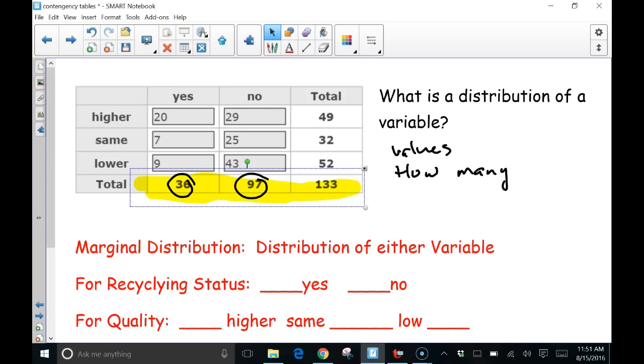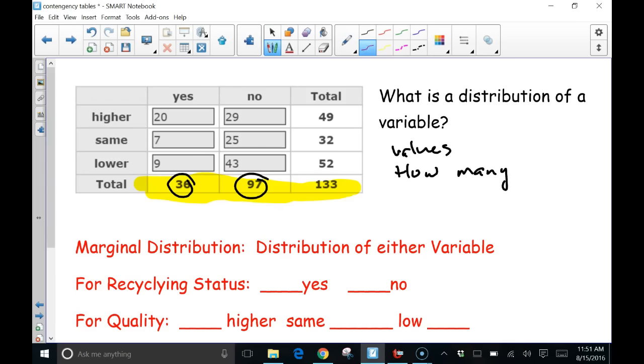Now, for recycling status then, I could say, if I'd like, there are 36 yeses and 97 nos. This isn't as meaningful as having them in percents. So what I usually do is divide by the total, and that would now give me that 27% said, hey, yeah, I recycle. And 73% said, nope, I don't recycle. So this would be the marginal distribution of recycling status. Again, we found it in the margin.